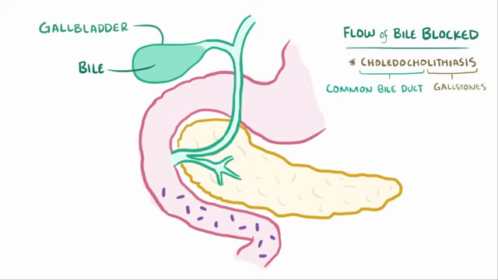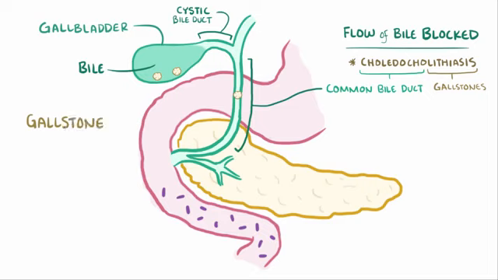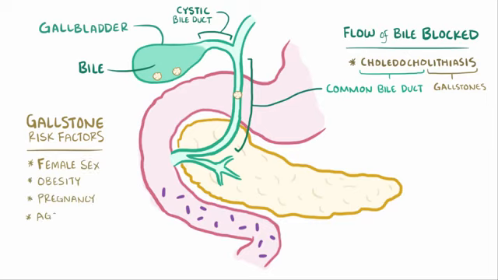In choledocholithiasis, gallstones form in the gallbladder and occasionally slip out, travel through the cystic bile duct, and then lodge into the common bile duct, obstructing the normal flow of bile. These gallstones are typically made up of bile components, and risk factors for developing them include things like female sex, obesity, pregnancy, and age, sometimes remembered by the 4 Fs: female, fat, fertile, and 40.